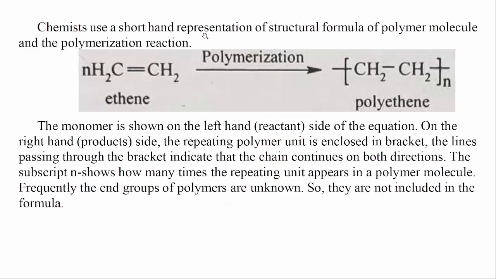Chemists use a shorthand representation of structural formula of polymer molecule and the polymerization reaction. The monomer is shown on the left hand, reactant, side of the equation. On the right hand, products, side, the repeating polymer unit is enclosed in bracket. The lines passing through the bracket indicate that the chain continues on both directions. The subscript n shows how many times the repeating unit appears in a polymer molecule. Frequently the end groups of polymers are unknown. So, they are not included in the formula.